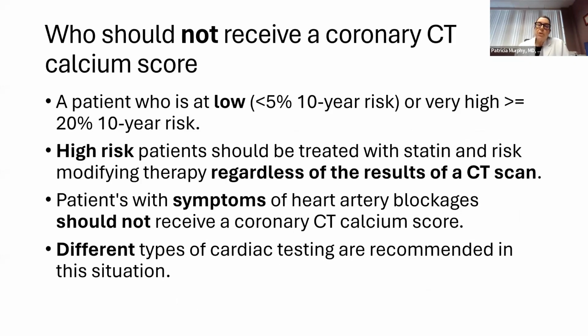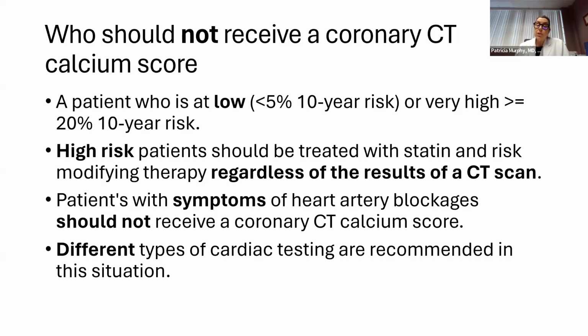So importantly, who should not receive a coronary CT calcium score? A patient who's at low risk, less than 5%, or very high, greater than or equal to 20% 10-year risk, because those people on the low risk are unlikely to be treated with medication, and on the high risk should be treated with medication. In other words, in addition to a healthy lifestyle, they meet criteria for using cholesterol-lowering medications to reduce their risk, even if they've never had a heart attack or any kind of an event.